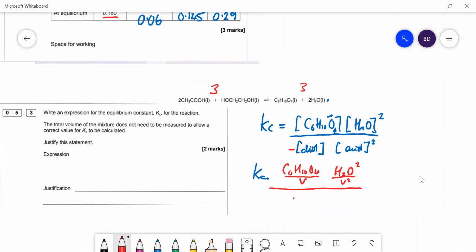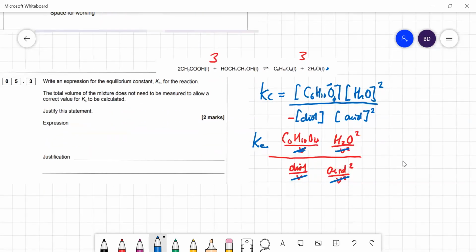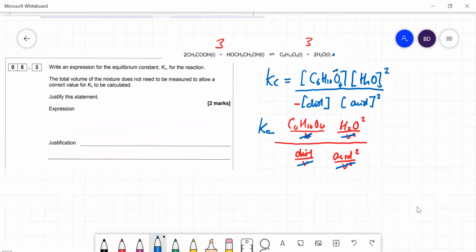That's going to be moles of diol over V, and acid, like the water, is going to be acid squared over V squared. Now you can see that all of those V terms are going to cancel out. So all we need to know is the number of moles, which I've done in red, rather than the concentrations, which I've done in blue. You can just put the number of moles in there. It doesn't matter what the volume is; it doesn't affect the value of Kc. So you can do that whenever you've got the same number of moles on both sides of the equation.